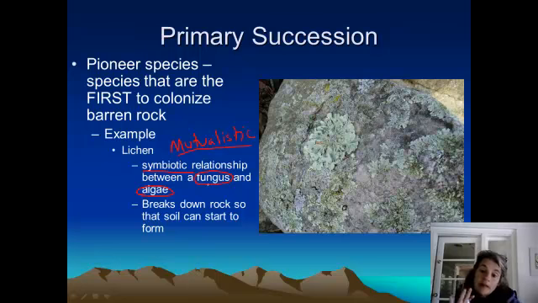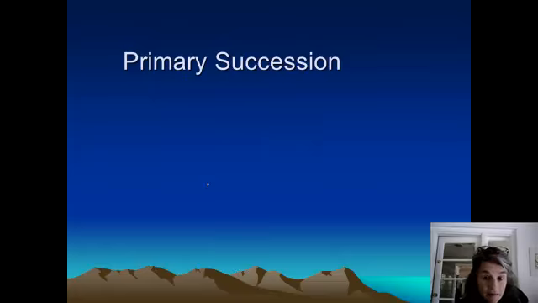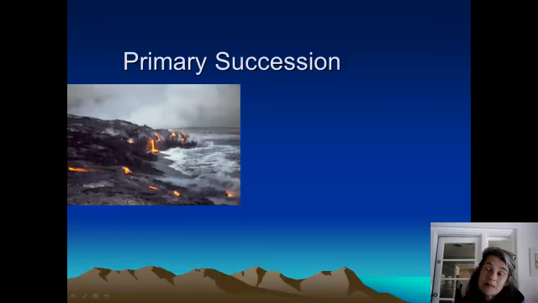Okay? Now, what the lichen will do, given enough time, is they will begin to break that rock down so that we can actually begin to get the beginnings of soil. And once we get soil, then we can start to get other organisms in there. So these pioneer species are actually there to prepare that environment for other living things that are going to come after them. Okay? Or I don't know that that's what they're there for, but that is what they do.